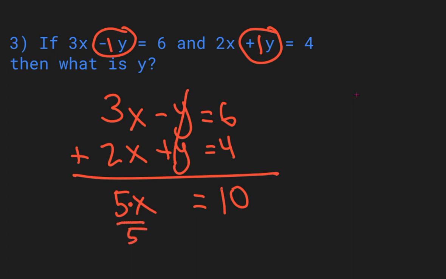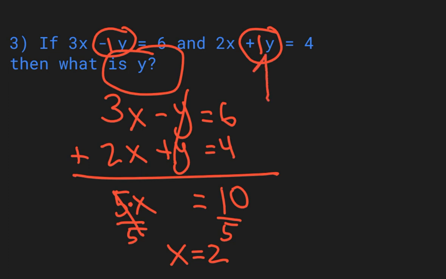Opposite of multiplied is divide. Those cancel. 5 divided by 5 is 1, and x equals 10 divided by 5 is 2. I know what x is. Go look up and make sure we look at what the question's asking. They want to know what y is, not what x is. So I do have to take this x equals 2 and go plug it in.